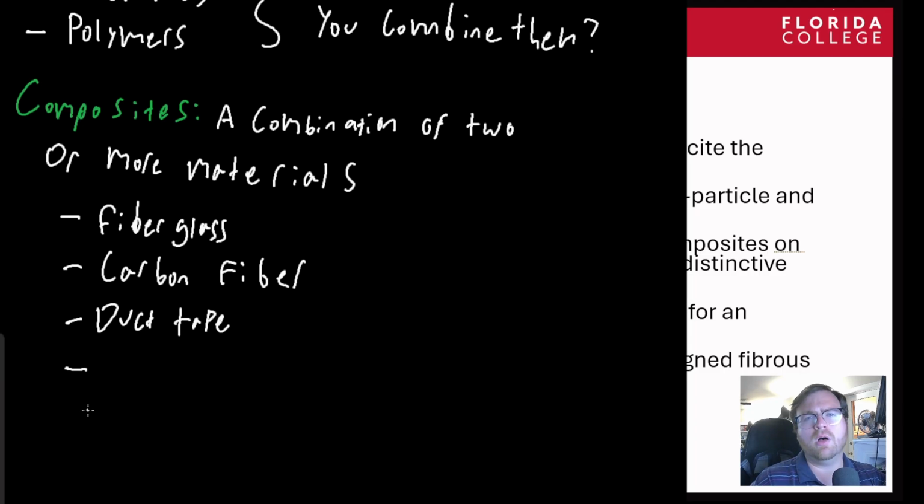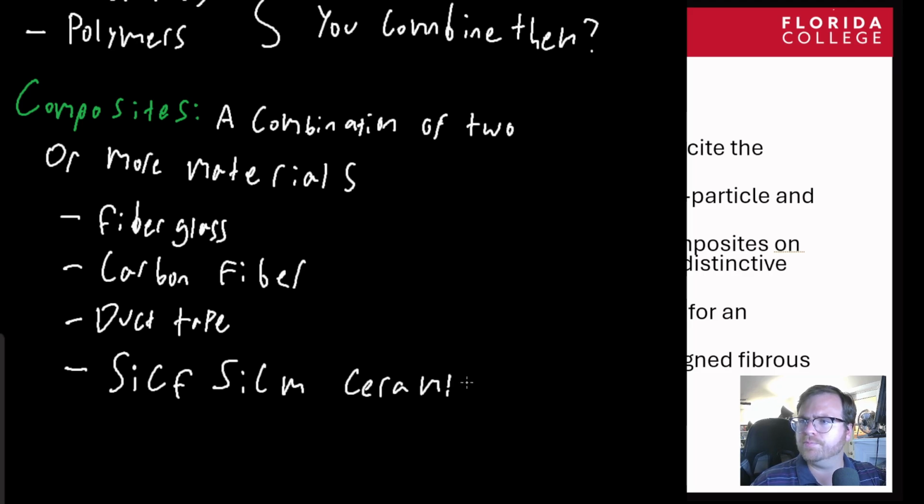That's not to say all things, you wouldn't necessarily call a car a composite, like a whole car. We're mainly talking about a type of material, right? And then, of course, you have my old research, silicon carbide fiber, silicon carbide matrix ceramics, which are also a composite. Okay? These are just some examples, right?